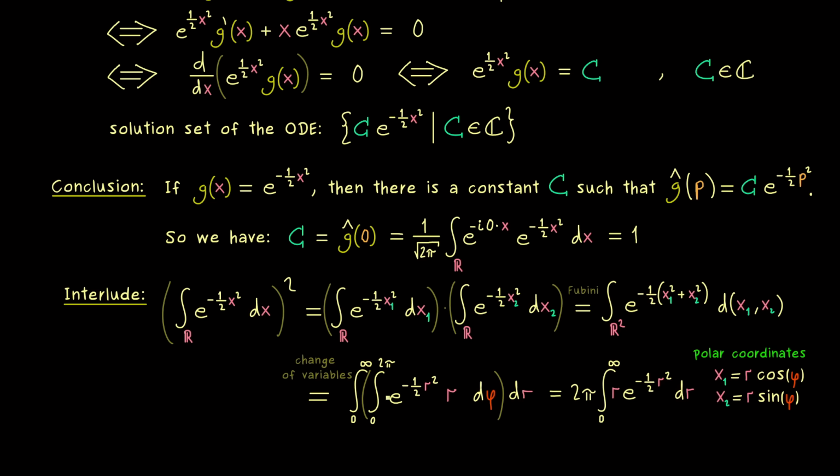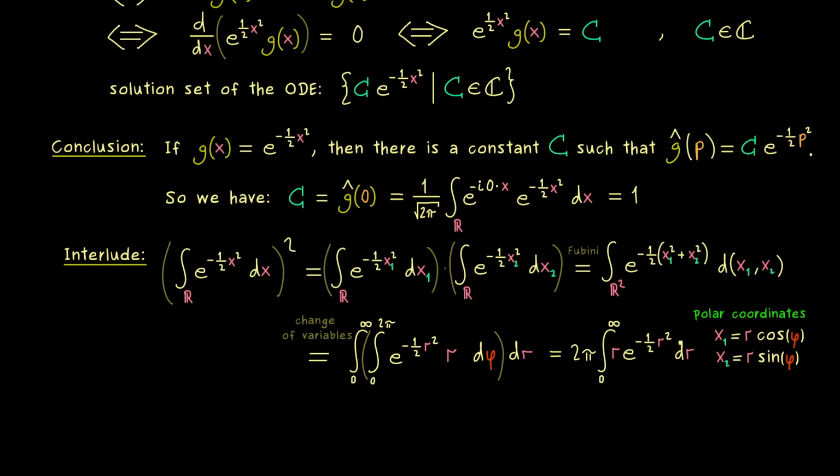And this one is not a problem anymore, because now we have the factor r in front, which is exactly the inner derivative we need to find the antiderivative. Indeed, this one is just minus the same exponential function. And now we just have to evaluate the whole thing from 0 to infinity. And since the function vanishes when we go to infinity, only 0 remains.